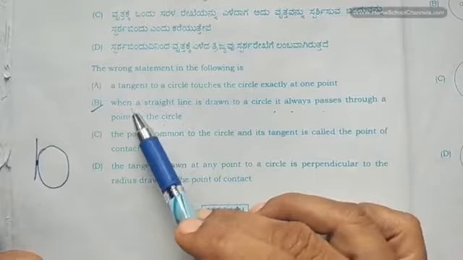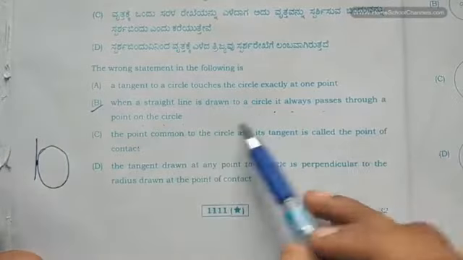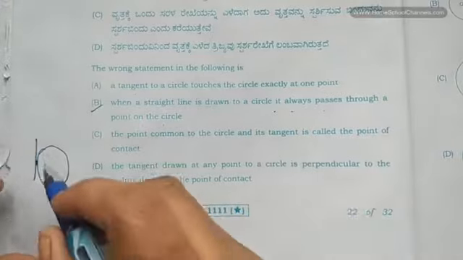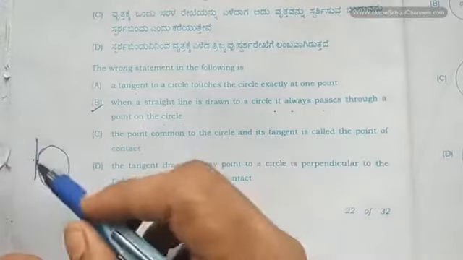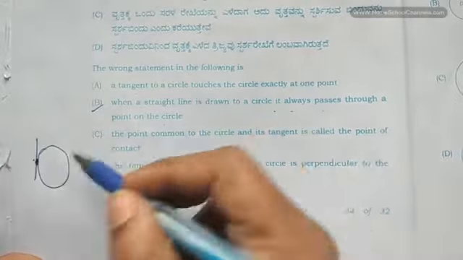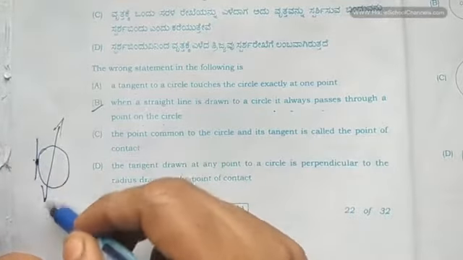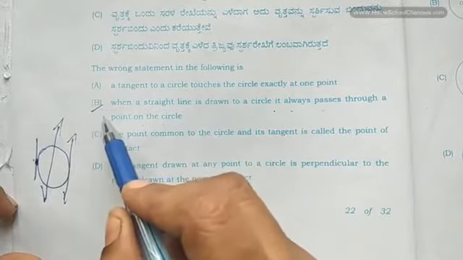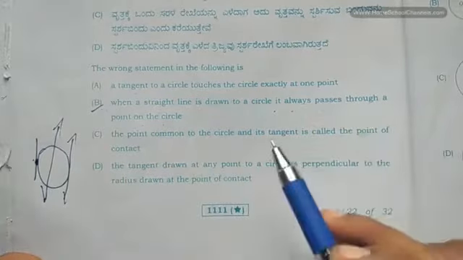See here, let us see once again. If a straight line is drawn to a circle, it always passes through a point on the circle. No, if it is a tangent, it passes through a point. But if I draw a line, it is passing inside. If I draw like this, it will be a tangent. This statement I cannot accept.